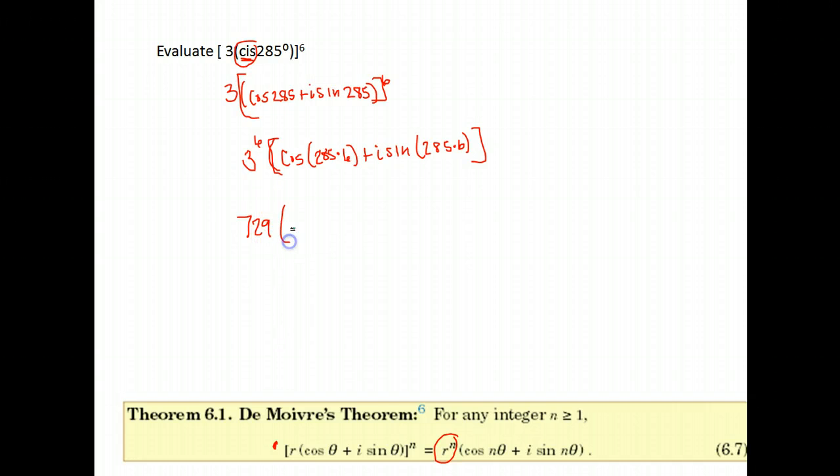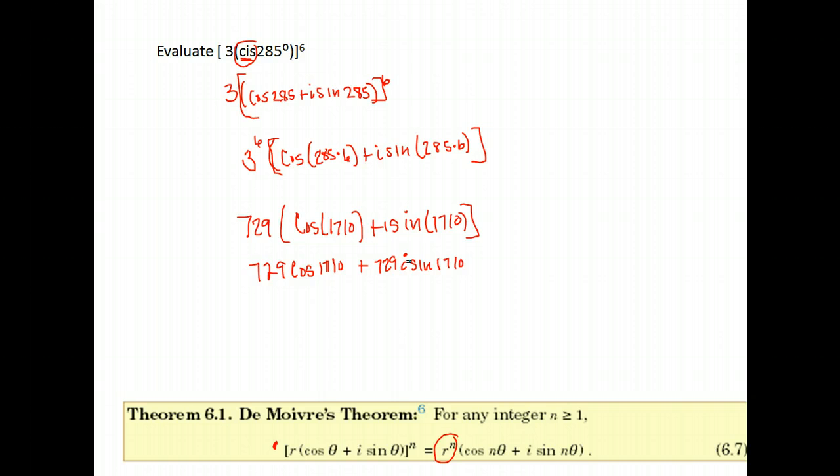I'm multiplying that by 285 times 6, which is 1,710. So the cosine of 1,710 plus i sine 1,710. If we distribute our 729, that gives us 729 cosine 1,710 plus 729i sine 1,710.